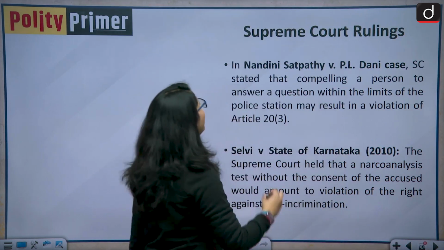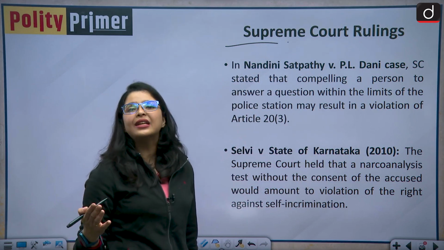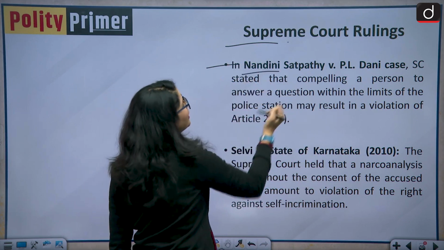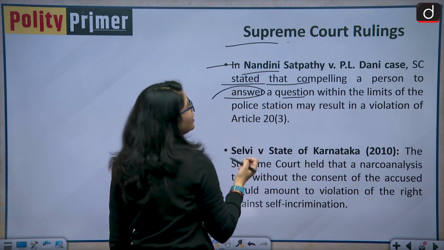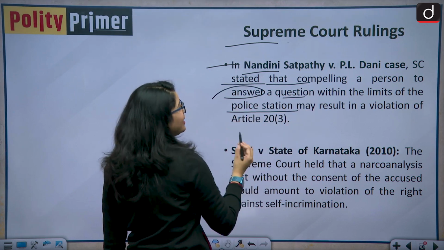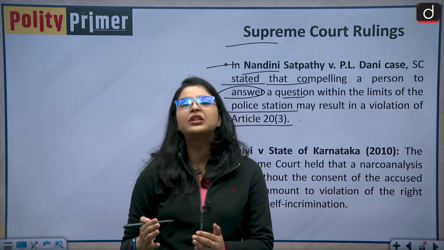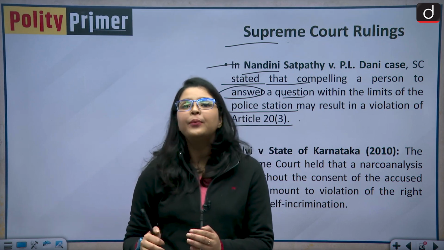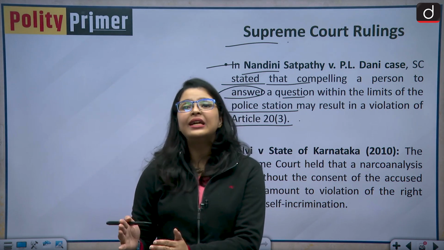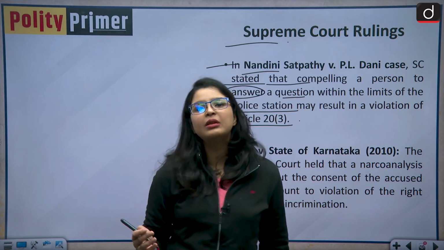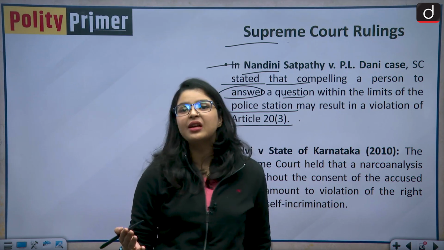Moving forward, let us analyze some of the Supreme Court rulings related to the right to silence or right against self-incrimination. So, in Nandini Satpathy versus P.L. Dani case, the Supreme Court stated that compelling a person to answer a question within the limits of the police station may result in a violation of Article 20 clause 3, because confessions which are given in police station are prohibited. That is why Article 20 clause 3 comes into play, and those confessions are not legal. They are violative of Article 20 clause 3, because there is always an apprehension that police will give a third degree torture and make you confess the guilt.